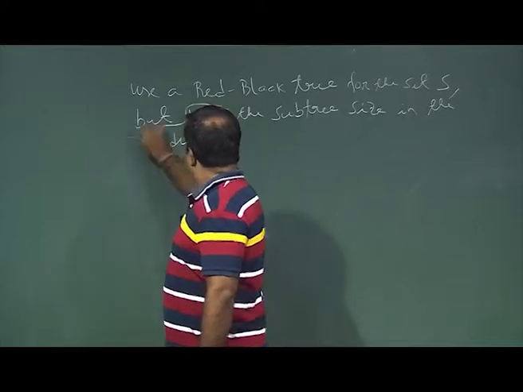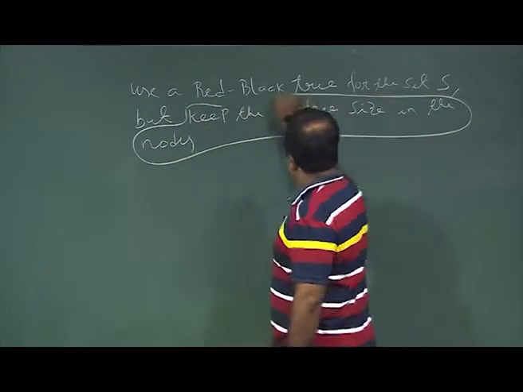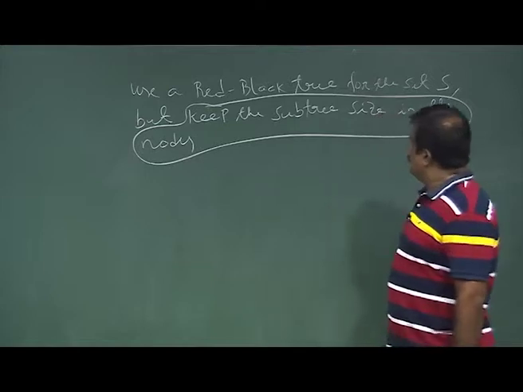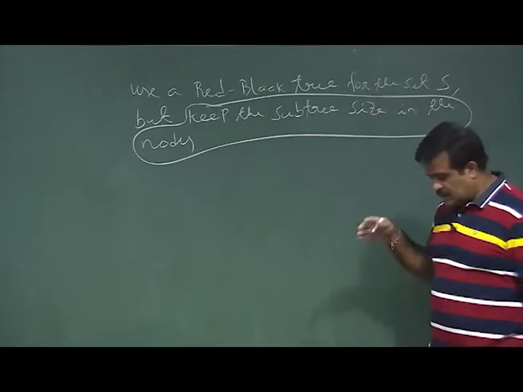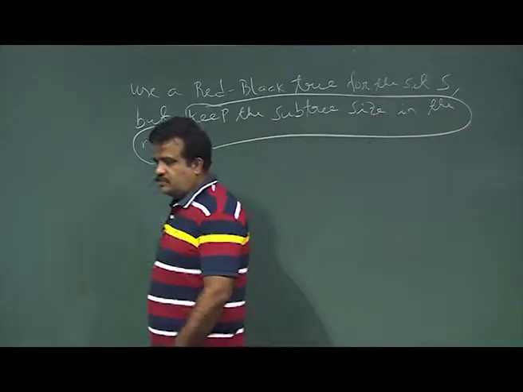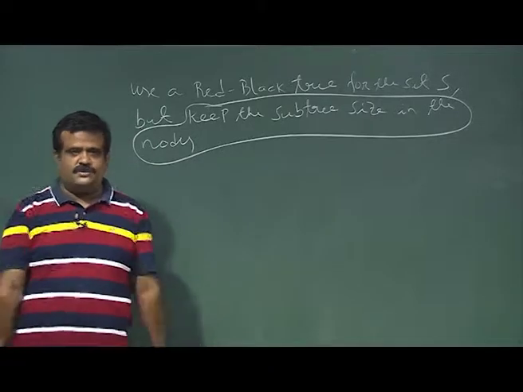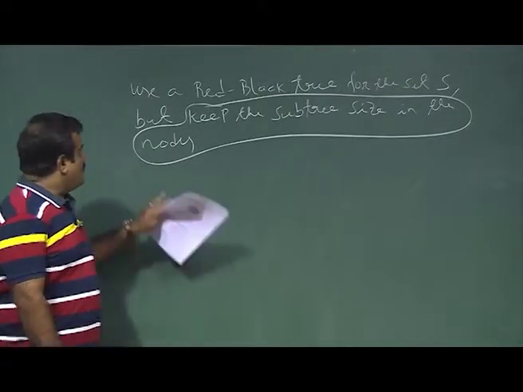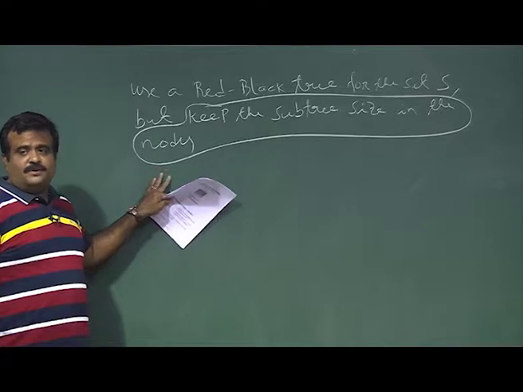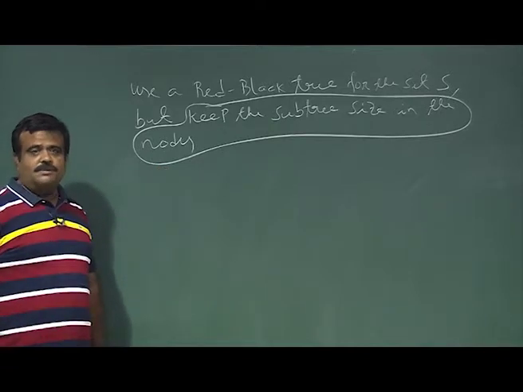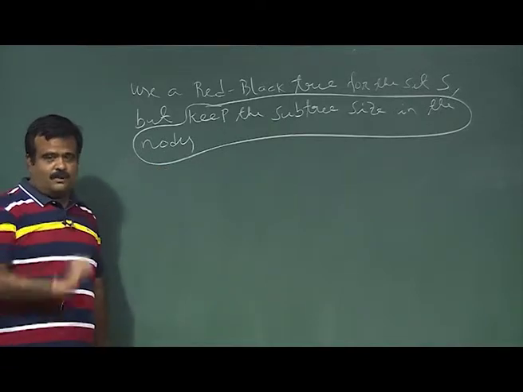So this is the augmentation of the data structure. We will just use our red black tree data structure, but we will keep this extra bit of information, which will help us solve our problem.